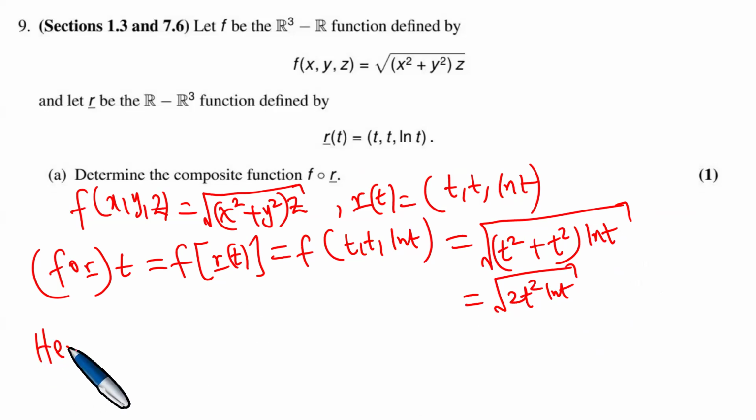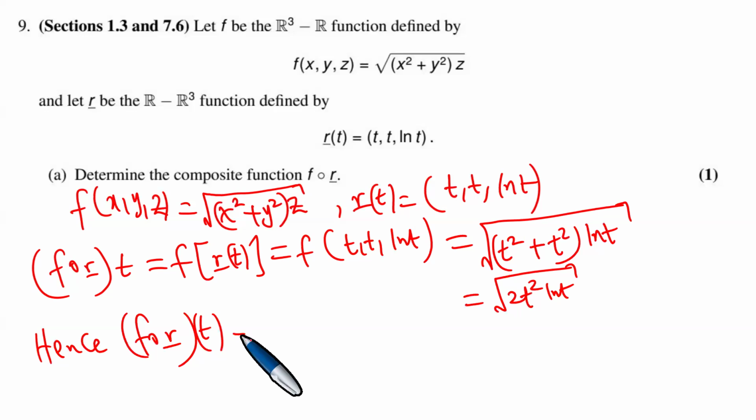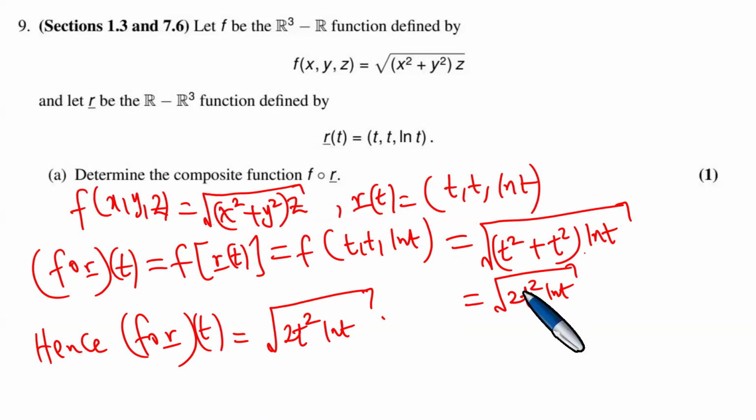And hence, we're able to see, therefore, that the composite function can be seen as the square root of 2t squared ln t. Okay, so we're to do the composite function, so we've just done that for the mark. Next question.